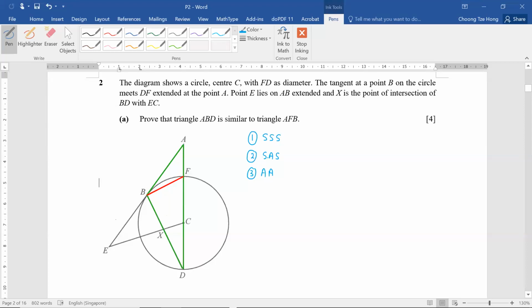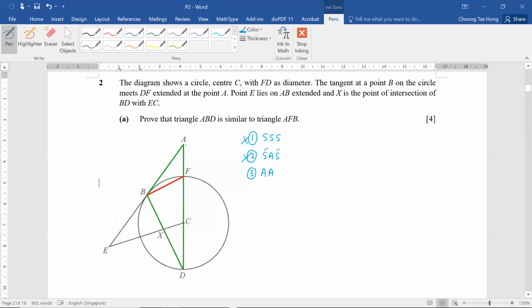Same thing for SAS. For SAS, there are 2 S's over here, and you need one pair of ratio of corresponding sides to be equal before you can use SAS. But again, no lengths are given in the question, so you will not be able to find any ratio. These 2 will be out of the equation already. Then we will focus our attention on doing AA. For AA, you need to prove 2 equal pairs of angles for the 2 triangles. Let's go back to the question.